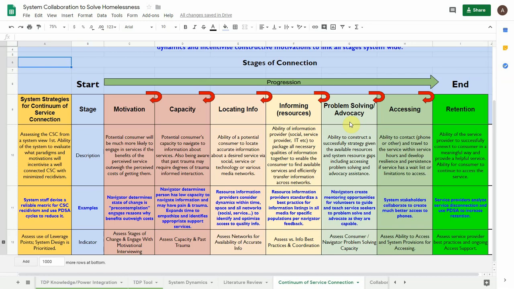And we do it to some degree, but we also advocate, I know, but there's ways where, because of our lack of advocation, people just don't get connected to services. So this is a really critical stage right here, problem solving and advocacy.